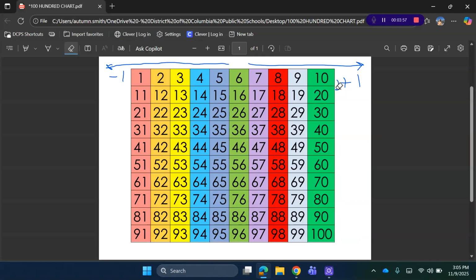So on a 100s chart, when you are moving down a column, it is like you are adding 10 every time. Now, it's pretty easy to see with my drawing. It's pretty easy to see in this column with the 10s, 20, 30, 40. We're just skip counting by 10s.